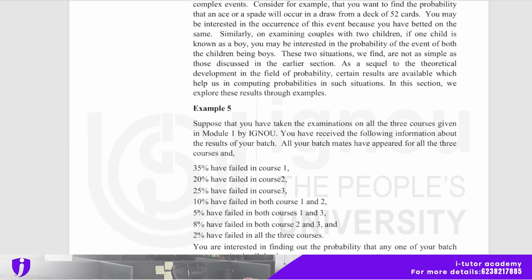As a sequel to the theoretical development in the field of probability, certain results are available which help us in computing probability in such situations. In this section, we explore these results through examples.